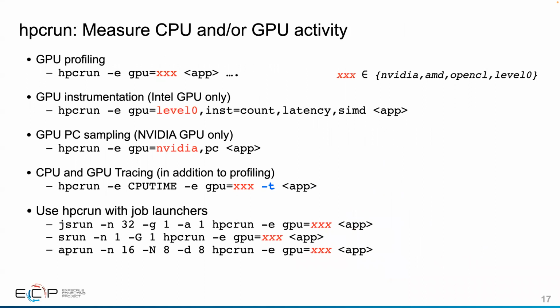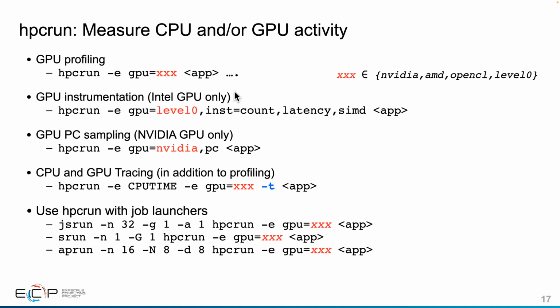So in order to measure CPU or GPU activity, you launch your application with HPC run. So HPC run will load itself into your application's address space. And so if you want to measure GPU activity, you can say -e GPU, and then you can specify that it's an NVIDIA GPU, an AMD GPU, you're using the OpenCL runtime or the Level Zero runtime. So over time, we're going to change this to say CUDA and ROCm, but for now, it's just NVIDIA, AMD, OpenCL, or Level Zero. And so those are the kinds of GPU measurements that we can take. And then you launch your application and have your application arguments as you would expect.